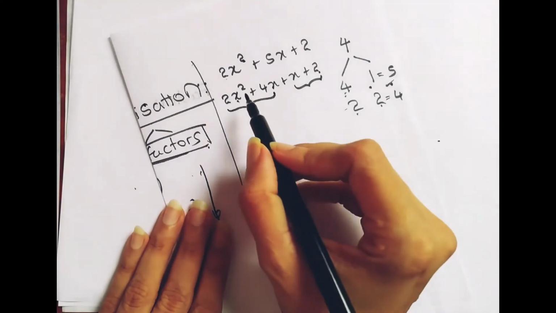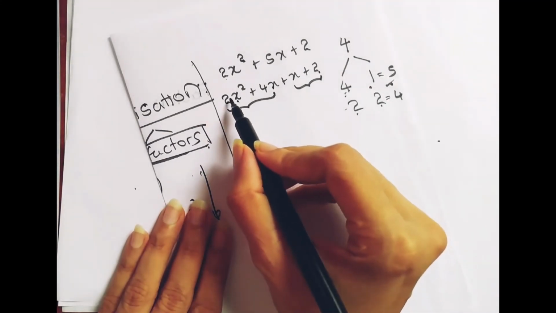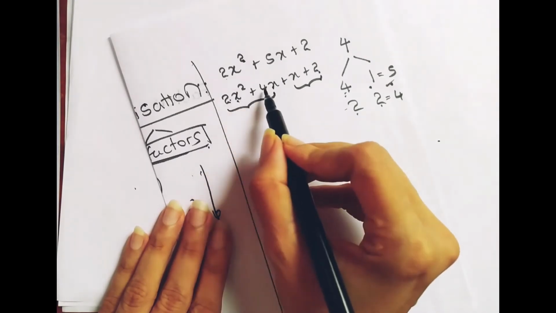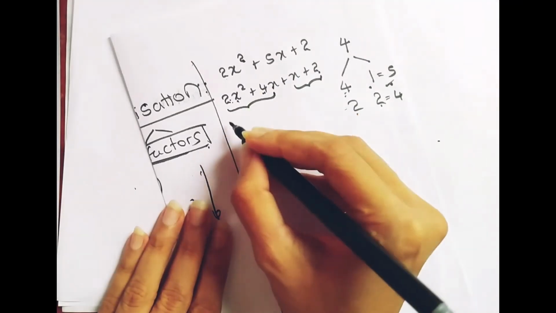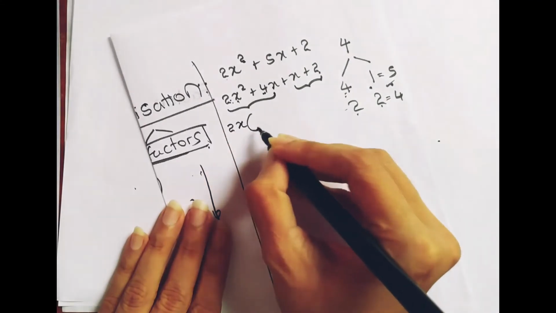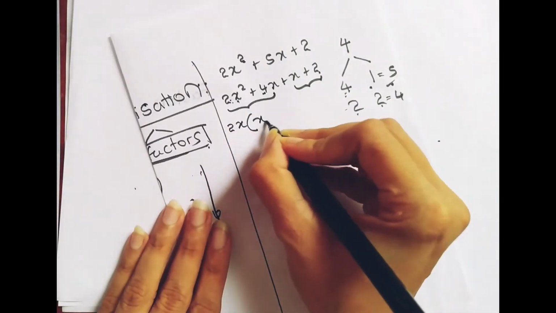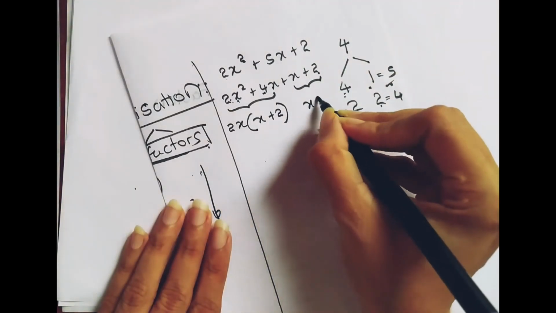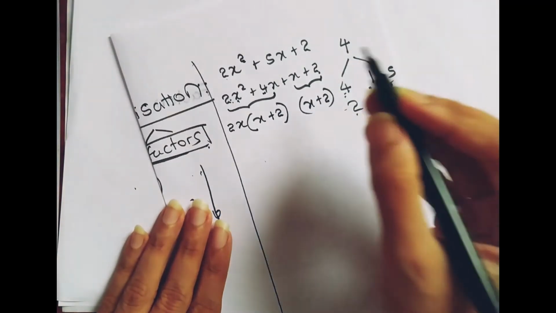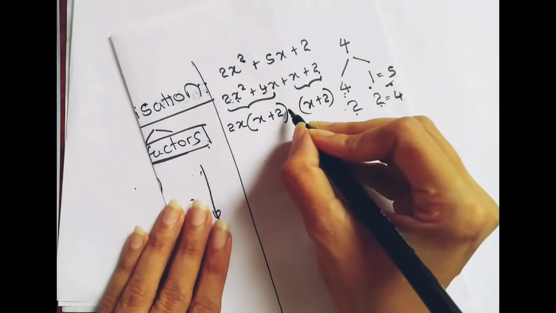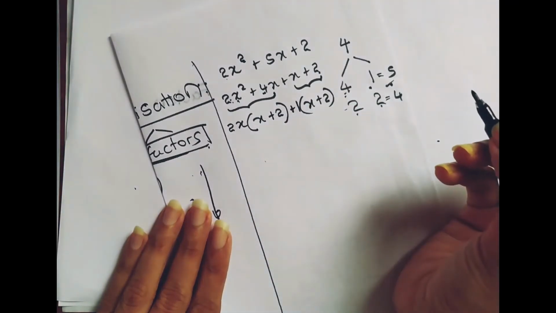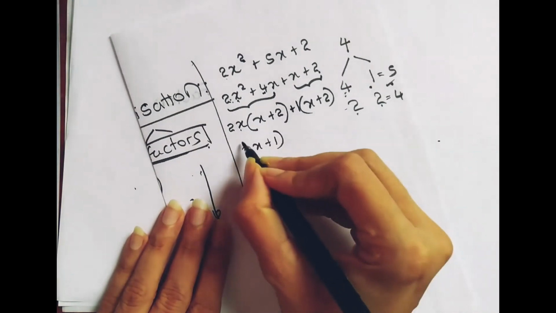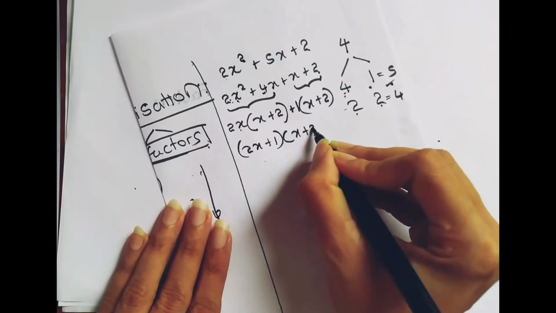Now I'll check with this. Here, 2x squared plus 4x. You can see here 2x is common for both of these terms. So I'll take 2x out. Then this will be x plus 2. And here again I'm going to write x plus 2. So it's already x plus 2. Then I'm going to write here plus 1. Then 2x plus 1 into x plus 2 is the answer.